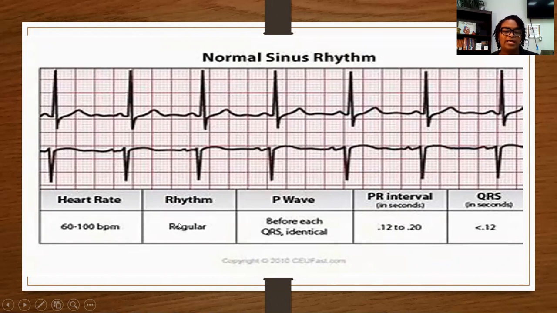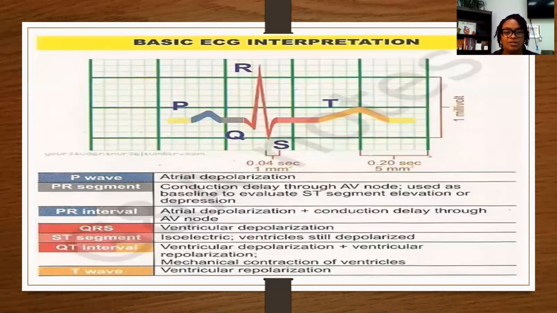Look at your heart rate. Check your rhythm regularity. Look for your P waves. Make sure there's one before each QRS. And check your measurements for your PR interval and your QRS. Okay, so remember your P wave represents your atrial depolarization.